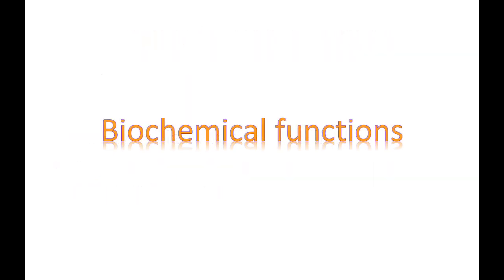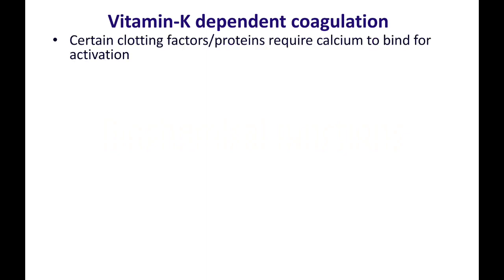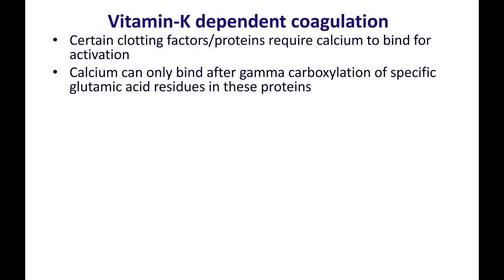So what are the biochemical functions of vitamin K? The main function of vitamin K is to be required for gamma carboxylation of certain proteins. The main function of vitamin K is coagulation. Certain clotting factors which are required for coagulation are proteins that are gamma carboxylated. Calcium can only bind after gamma carboxylation of specific glutamic acid residues in these proteins.